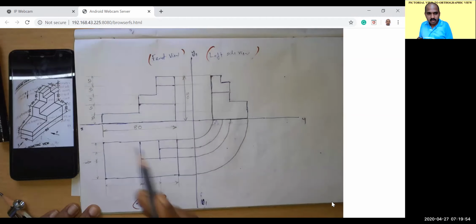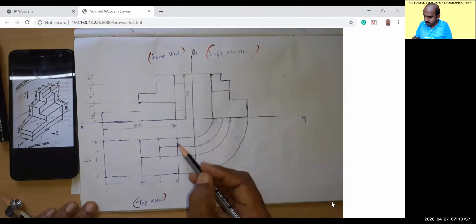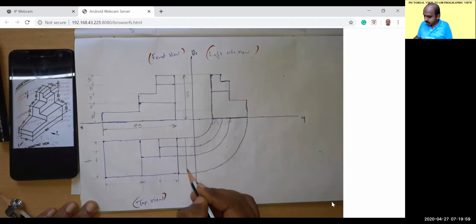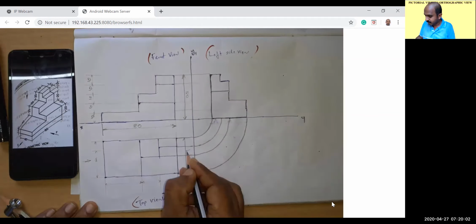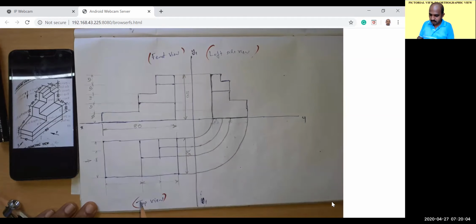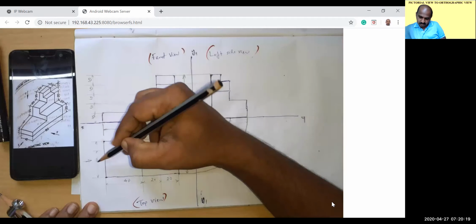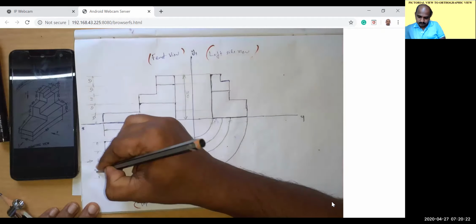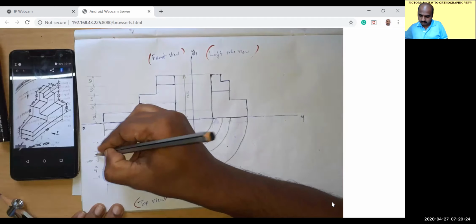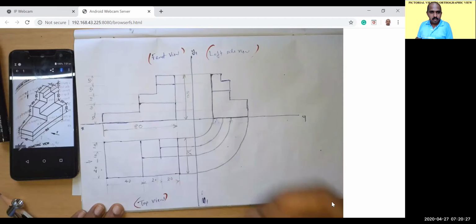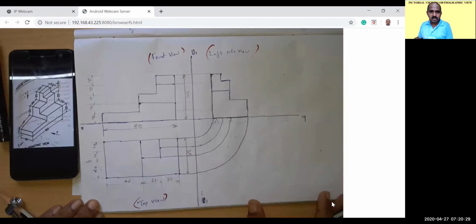Now we come back to the top view. What about this total length? This is equal to 40, because you can see it's 40. Now, what about this dimension? This is again 40, up to this is 40. And what about this? This is 20 and this is 20. What about the length out of this 40? This is 20, this is 10 and this is 10. Now we have completed the dimensions for the top view also.